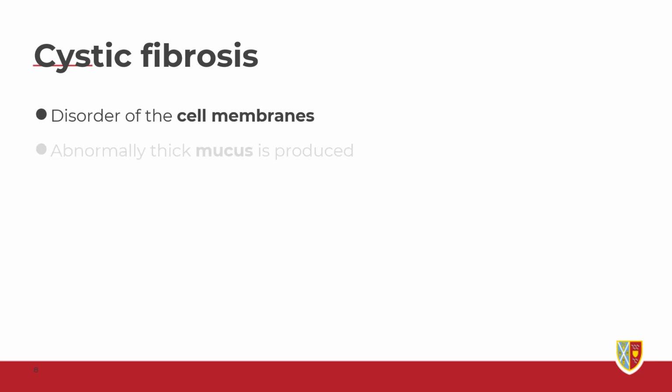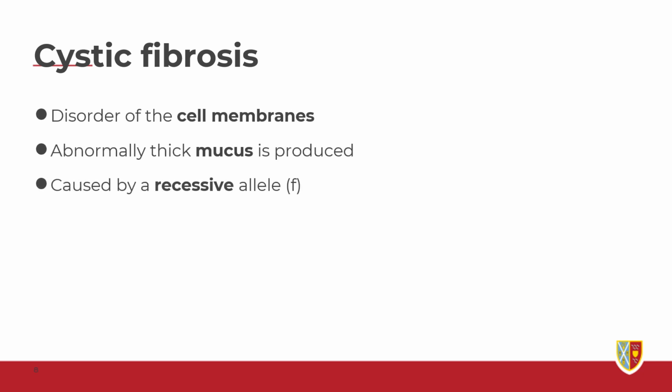So speaking of recessive diseases, cystic fibrosis is caused by a recessive allele. Okay, it's a disorder of the cell membranes, so it would basically produce thick, sticky mucus from our cell membranes. That would be in the lungs and also in the digestive system. And again, it's caused by a recessive allele this time. So in this case, we don't get this disease unless we received one of them from the mother and one from the father.